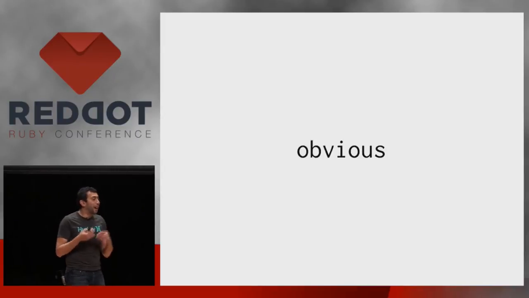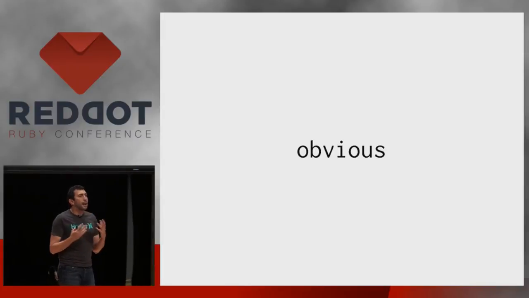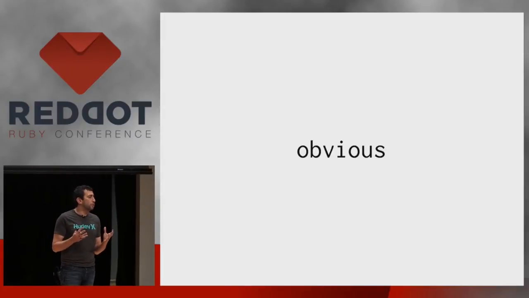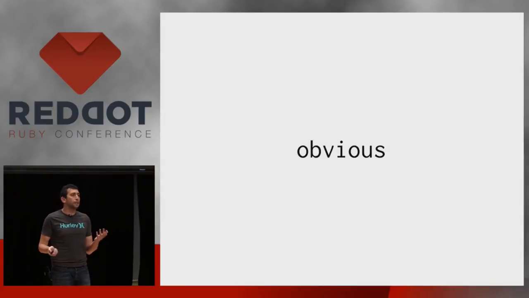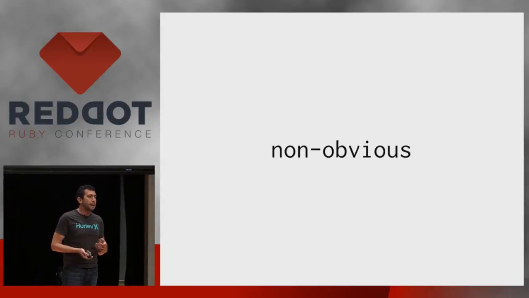Obvious doesn't mean I will know straight away. It means if I sit down, then I will know. Some problems don't work like that, so you don't really know how long you will take to get to a solution. You might take weeks, you might have a few false starts, and those are non-obvious problems.